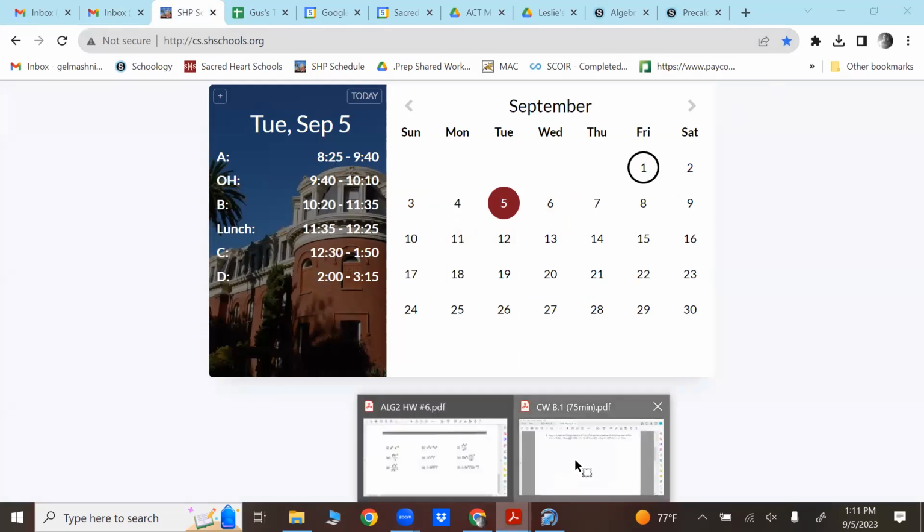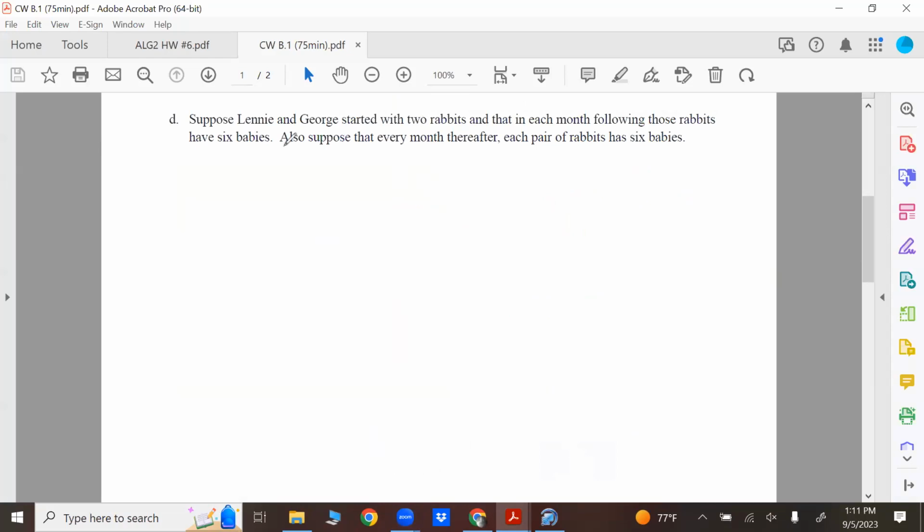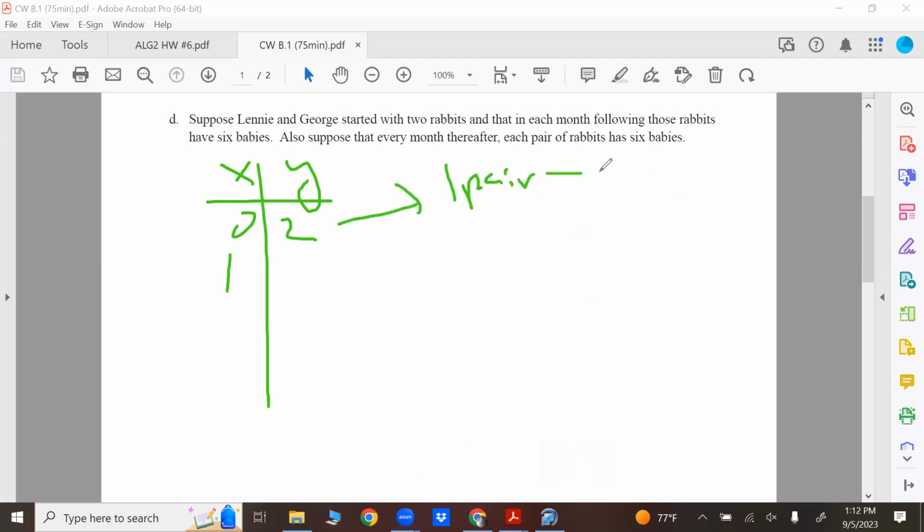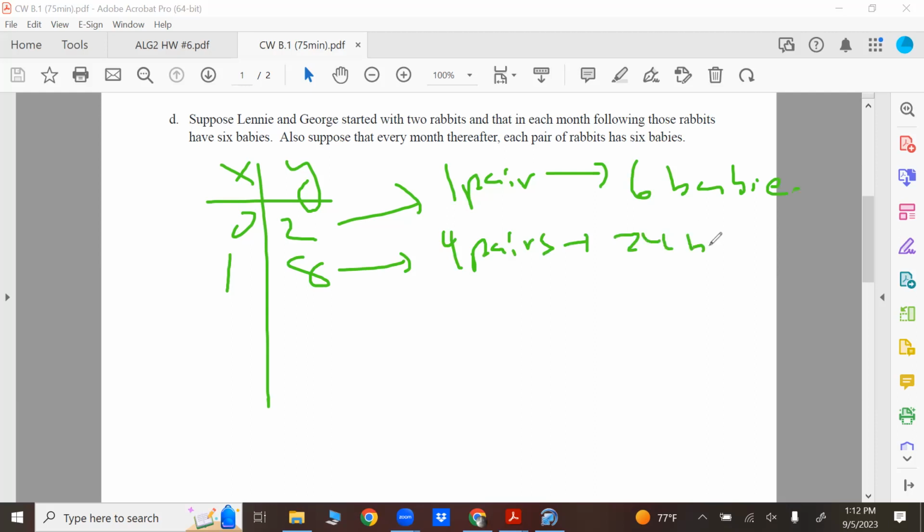All right. So anyway, for part D, make a quick table. You start with 2 rabbits, right? After 1 month, so that's 1 pair. And that pair makes 6 babies, right? So that's 8. Now, 8 is how many pairs, guys? 4 pairs. Each pair makes 6. So that's 24 babies. 8 plus 24 is 32. So what's the pattern here? What am I multiplying by? Times 4, right? So y equals initial value times 4 to the x, right? Okay, cool. All right, we're okay.